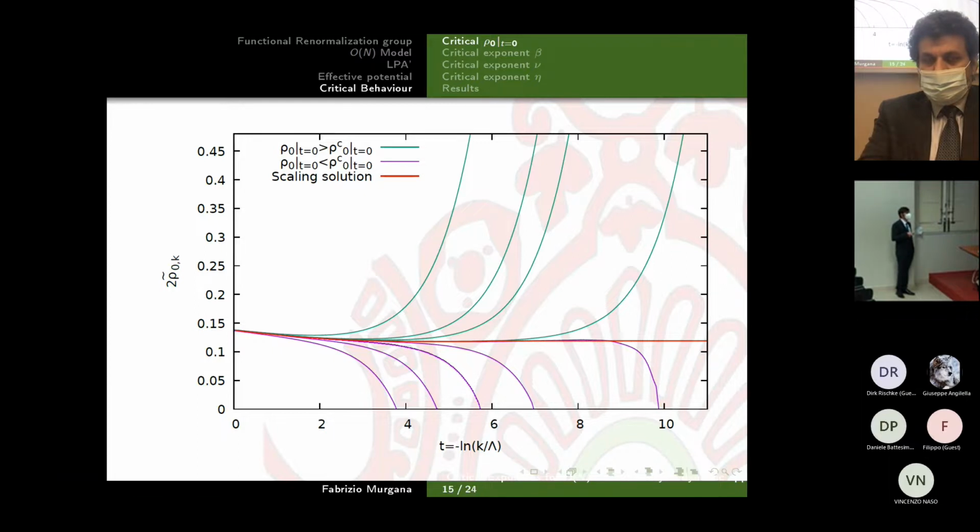If you choose a value which is less than the critical value, then you will reach the value of the minimum 0 at a finite value of k. This means that the curve goes downward. And in between these curves, you have the critical behavior. Of course, you will never hit this value with infinite precision, so you have to stay with these two approximations, the upper bound and the lower bound.